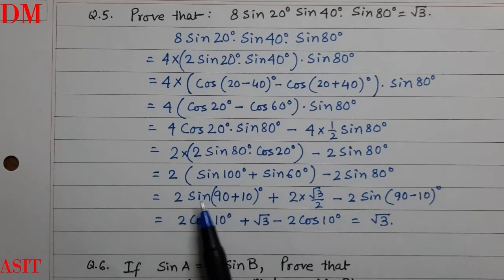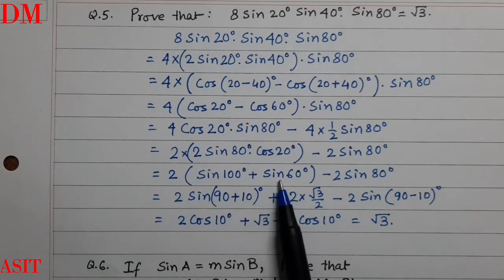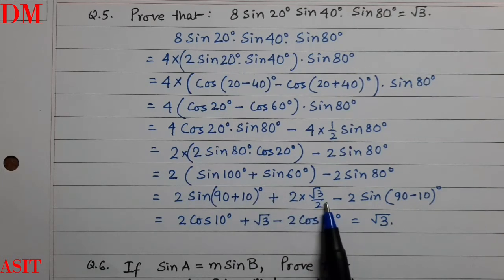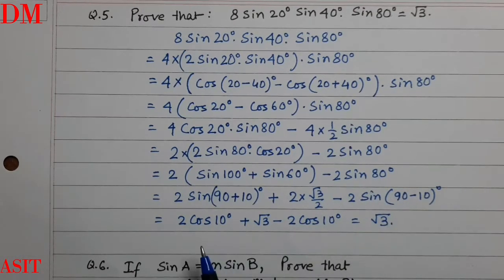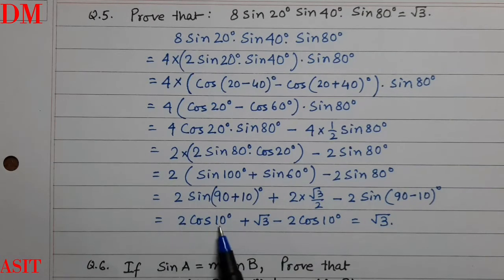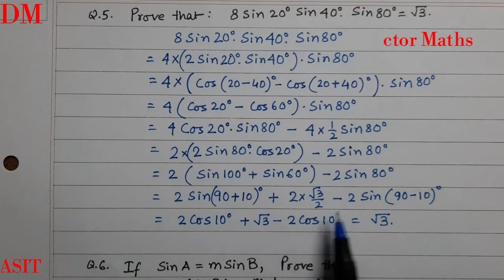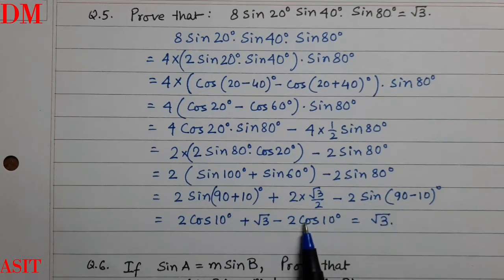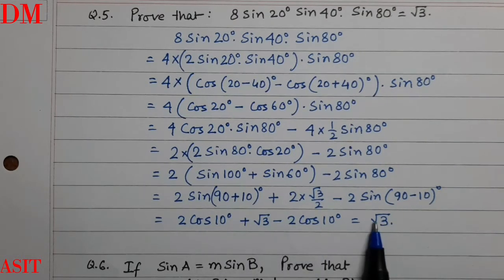So that will be equals to 2 sine 100, that is 90 plus 10 we can write, plus 2 into sine 60 degree, the value of that is equals to root 3 by 2, minus 2 sine, now this 80 degree can be written as 90 minus 10. Now if we apply the formula, it will become cos 10 degree, since it is in the second quadrant, sine is positive, so it will be 2 cos 10 degree, plus simplifying this we will get root 3, and this will become cos 10 degree, so minus 2 cos 10 degree. So these two cancel out, so hence the result is root 3.